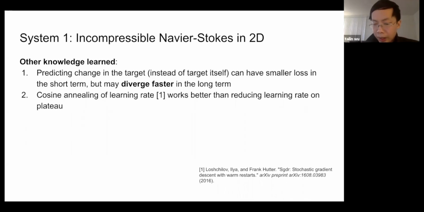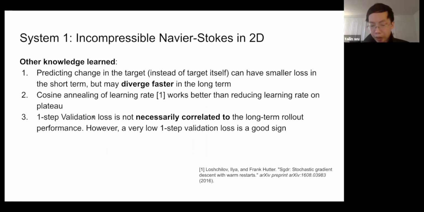Secondly, it is also common in machine learning to anneal the learning rate down during training. And we find that using cosine annealing is much better than reducing the learning rate on a plateau.